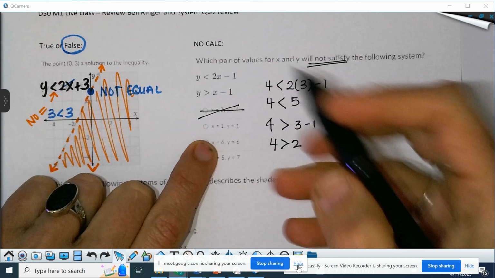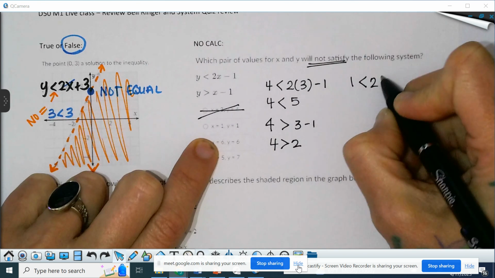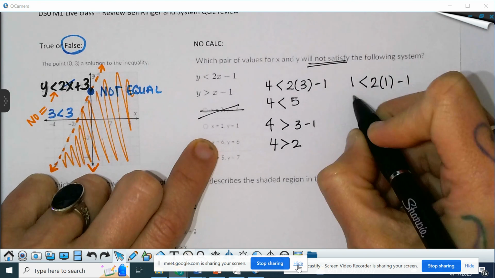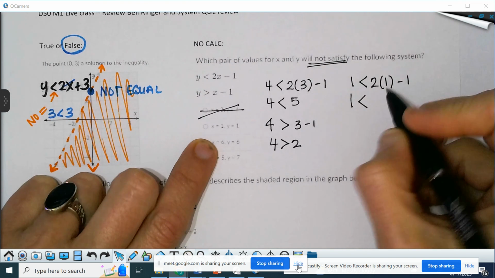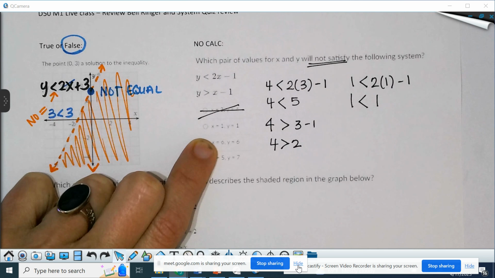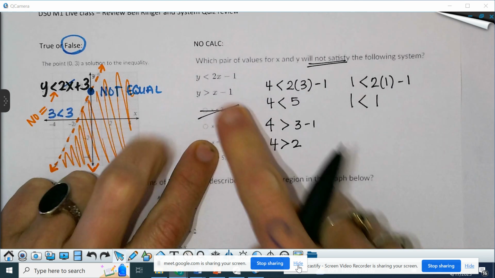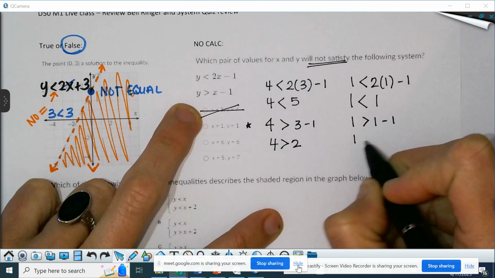So x is 1, y is 1. So is 1 less than 2 times 1 minus 1? Is 1 less than 2 minus 1? What is 2 minus 1 going to give us? Yep. And is 1 less than 1? No. So we're going to start checking for the second set. So 1 greater than 1 minus 1. Is 1 greater than 0?